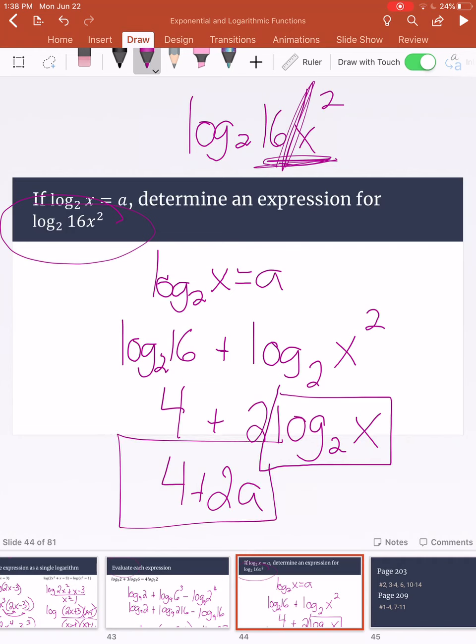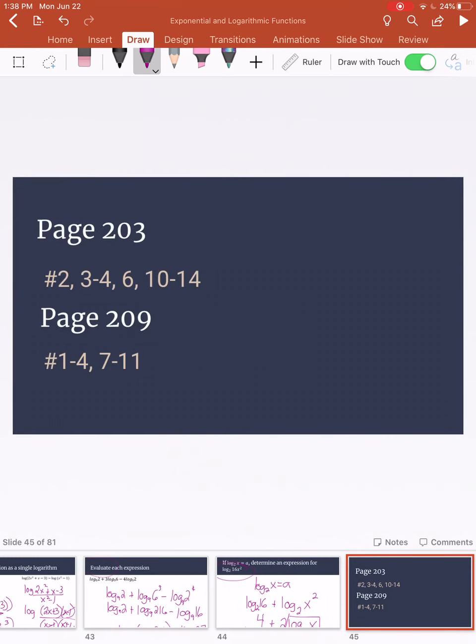So that's a really important one for you to understand. With log laws, not only can you use them to bring expressions together, but you can also use log laws to break expressions up. Here's some questions I highly suggest that you practice.